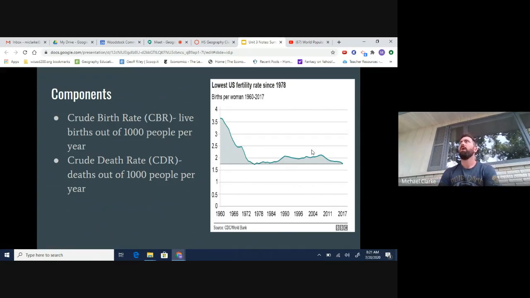So if, say, the town of Woodstock had a CBR of 5, that means for every 1,000 people living in Woodstock, 5 babies are born every year. Okay, which is a pretty low number. Woodstock's got about 25,000 people. You do the math, that's a pretty low amount of babies being born. But just to give you an idea, if you see a number like 20, that's 20 babies for every 1,000 people being born.